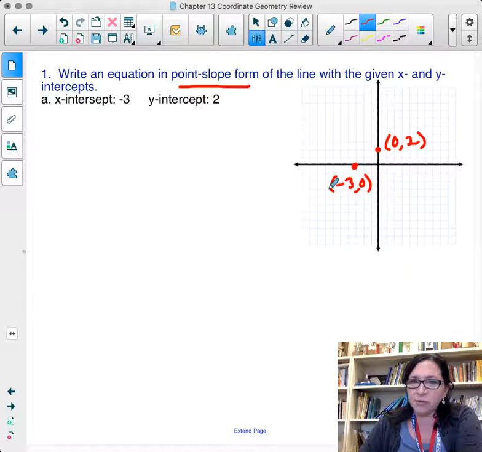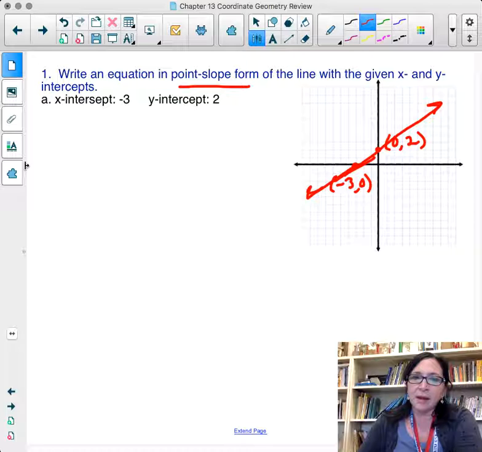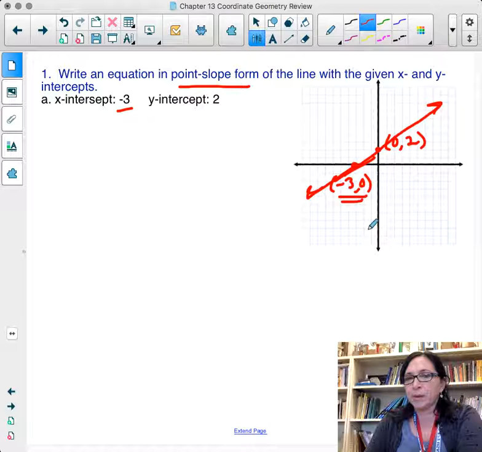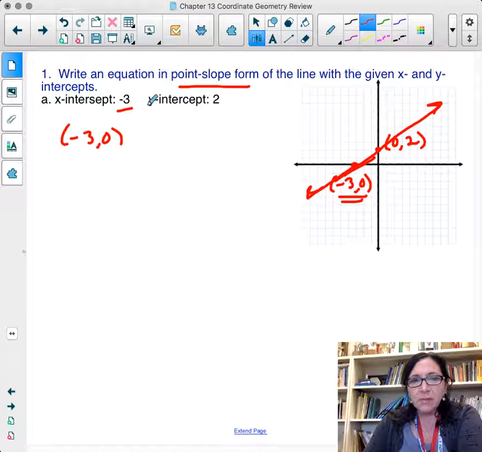What you're trying to do is find the equation of the line that goes through these 2 points right here. And I can use either one of these points. It's a lot easier, as you see, instead of it saying the x-intercept of -3, it's a lot easier to graph it, because then it's a little bit more clear to see the actual point, which is -3, 0. So I'm just going to use that as my point that they gave me, -3, 0. What I want to do is find the slope.